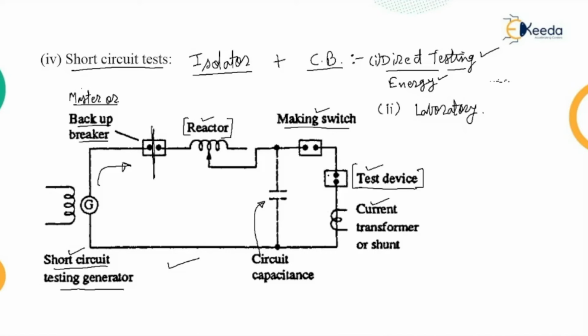Also, the master circuit breaker can be tripped if the test device fails to operate properly. Short circuit generators with induction motors or prime movers are also available. There is another way of doing the test called synthetic testing of circuit breakers.